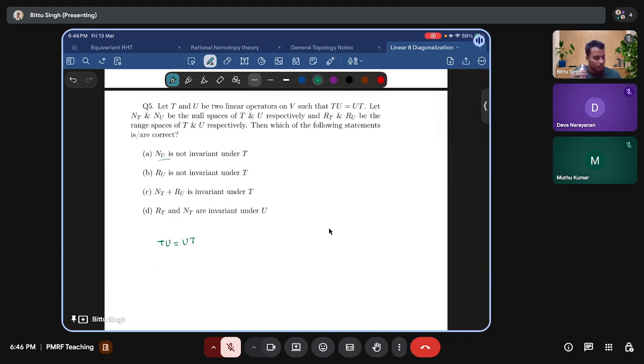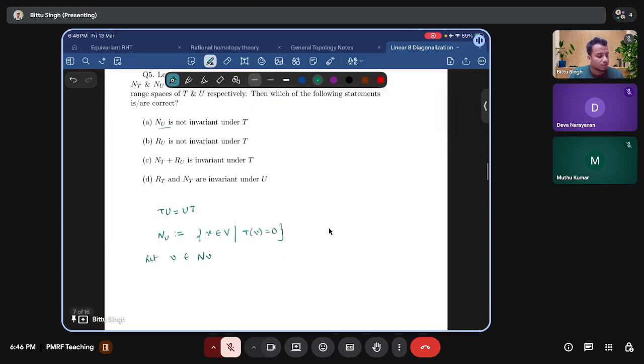NU denotes the null space of U. Recall the null space is defined by all those vectors in V such that U of V equals 0. This is the definition of null space. So if we assume V belongs to NU, then what happens? We need to prove or disprove that NU is T invariant.